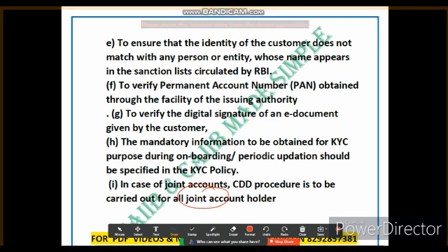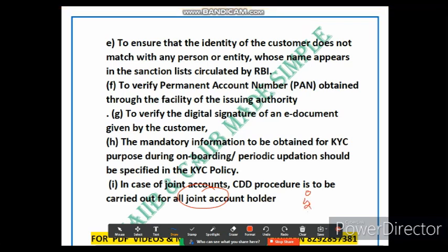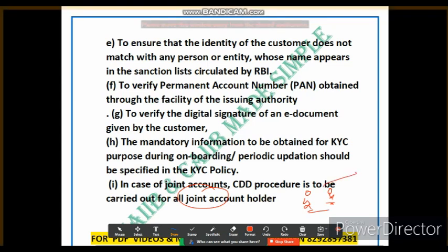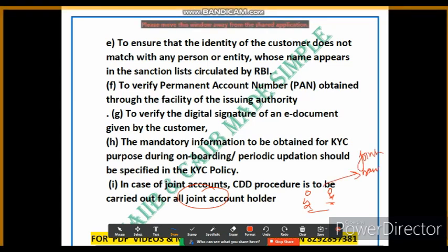So suppose two or more individuals are there, and they want to open a joint bank account. In this case, the bank should conduct the CDD process for each account holder separately. This ensures verifying their identity, collecting necessary documents, and assessing their suitability for account opening. So these are very important parts of CDD that we have discussed till now.